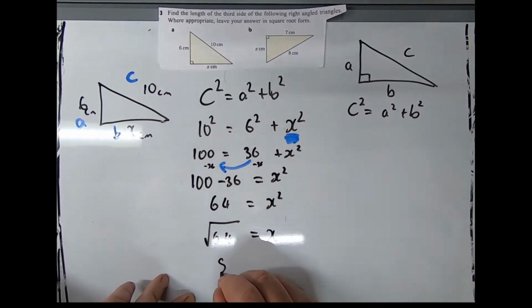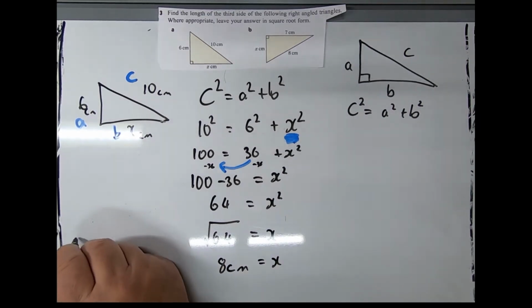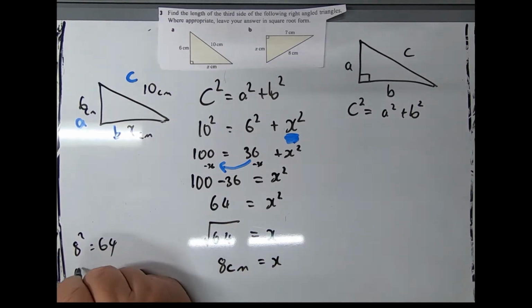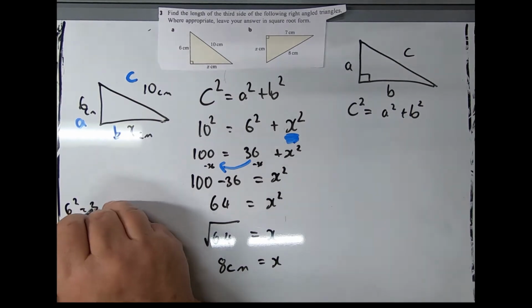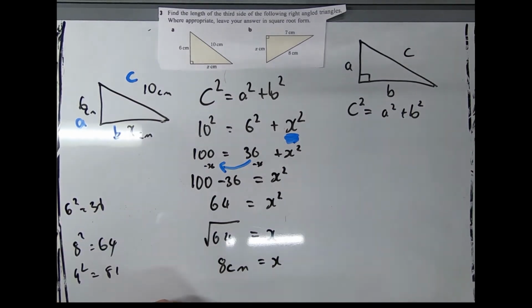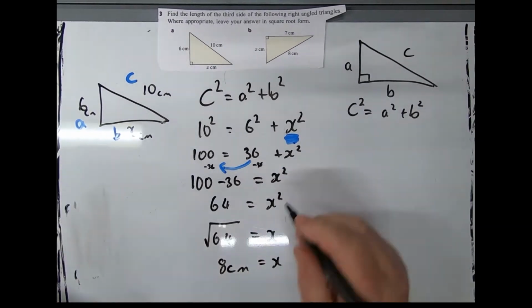This is probably one of those numbers we would expect you to remember. 8 squared is 64. 9 squared is 81. 6 squared is 36. A couple of these happening in the background at all times. Get that off the page.